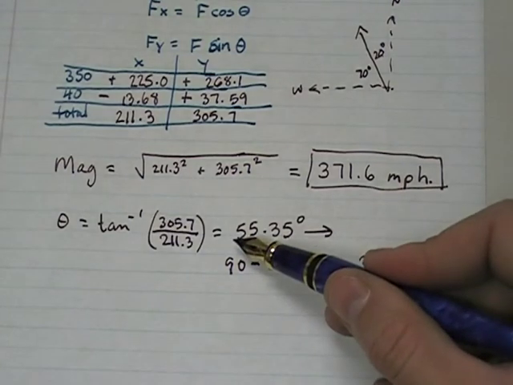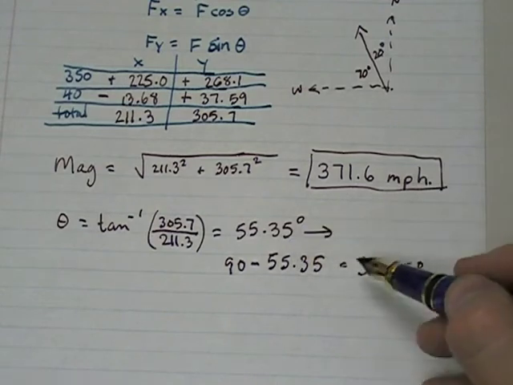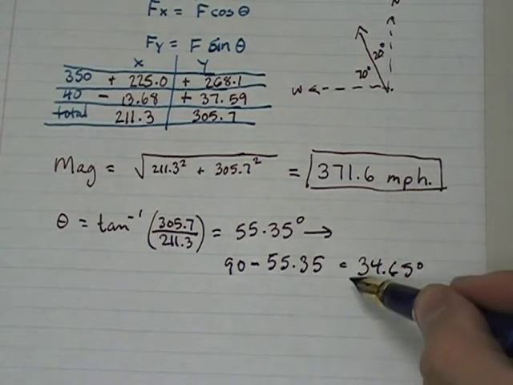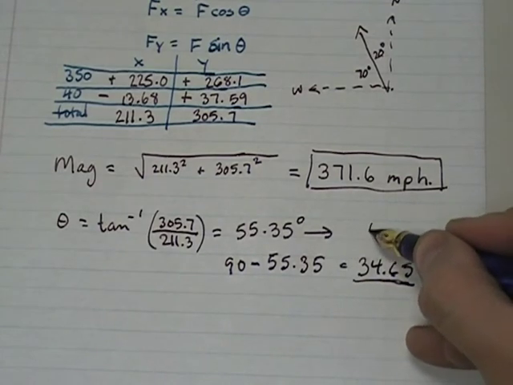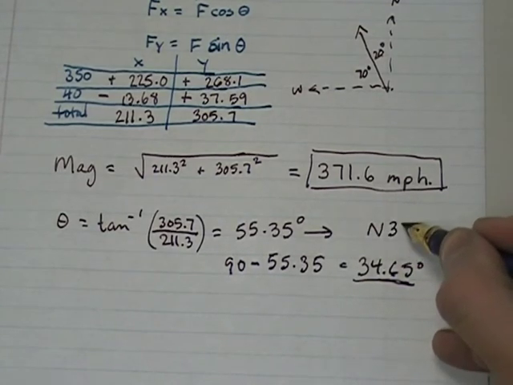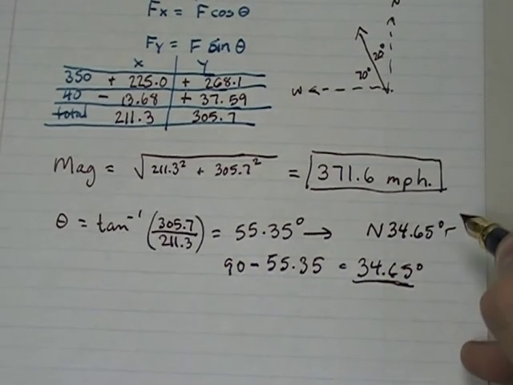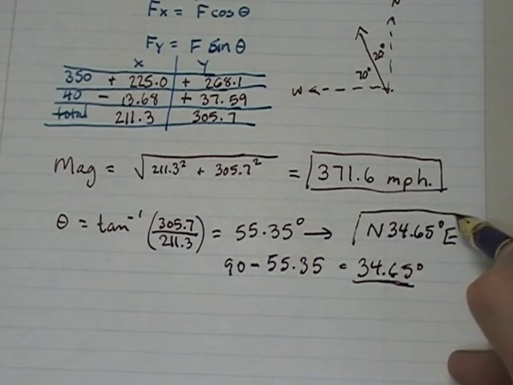So what is the bearing of the plane? This is if you go from the x-axis towards the y-axis. This is if you go from the y-axis towards the x-axis. Well, that's how bearing's measured. So our answer would be north 34.65 degrees east.